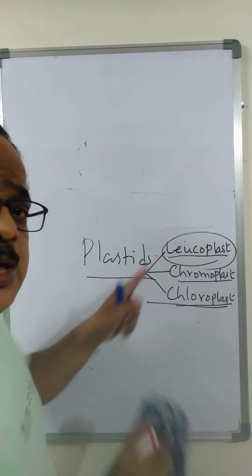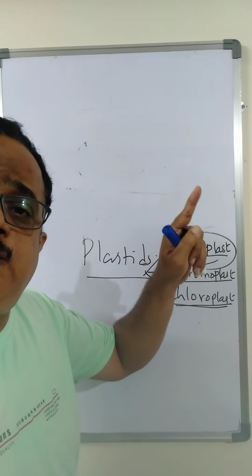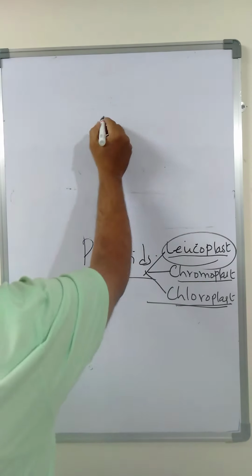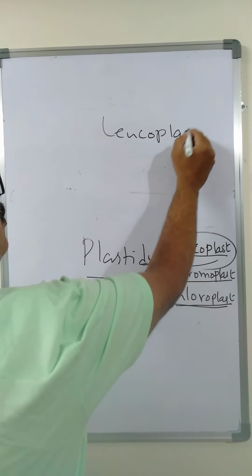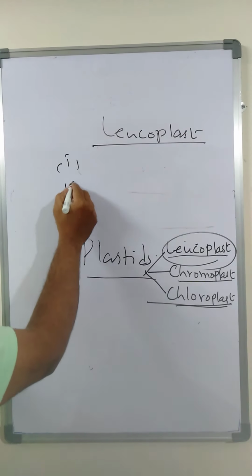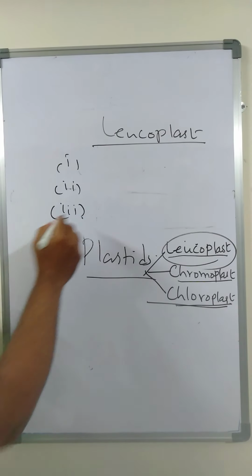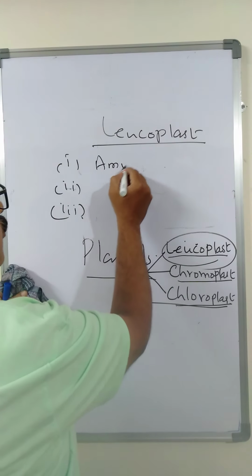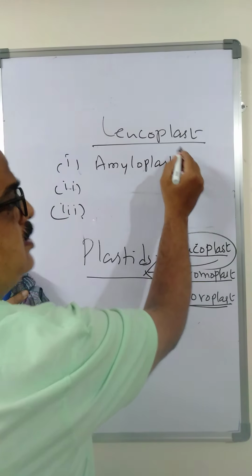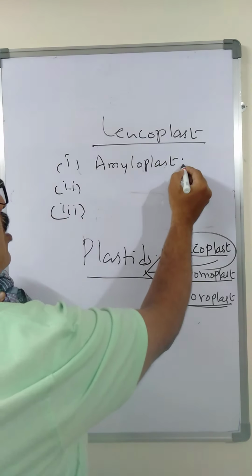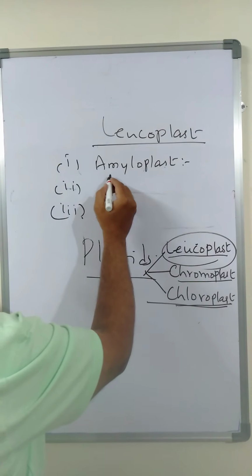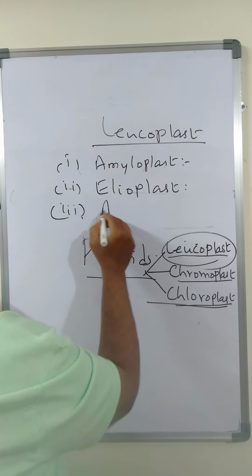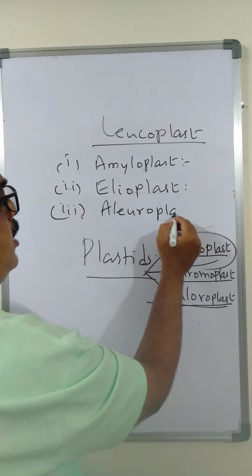This colorless plastid, leucoplast, is further divided into three types on the basis of the kind of food stored. I am writing once again: leucoplast is divided into three types on the basis of storage of food material. The first one is amyloplast, the second elaioplast, and the third one is known as aleuroplast.